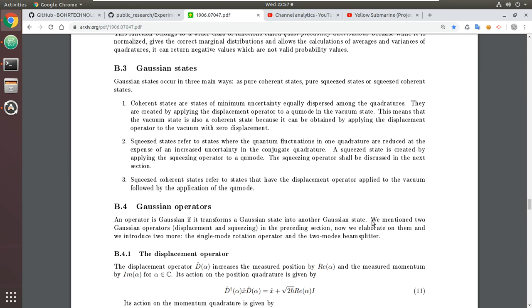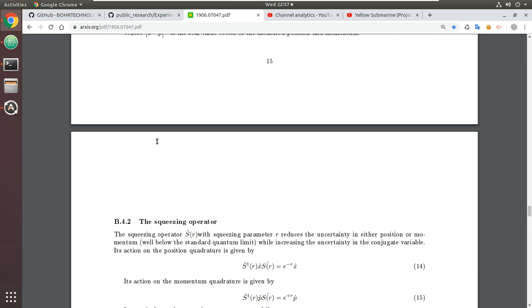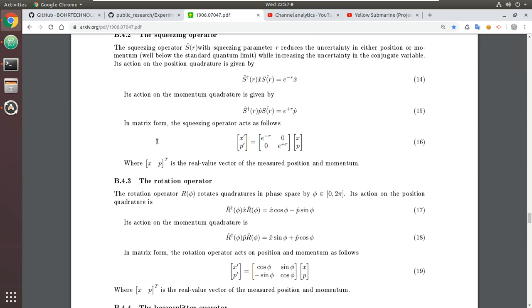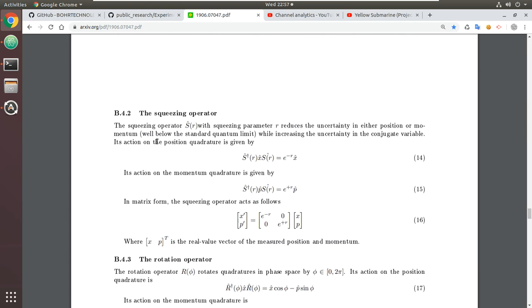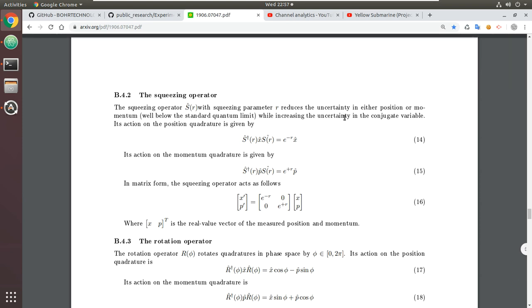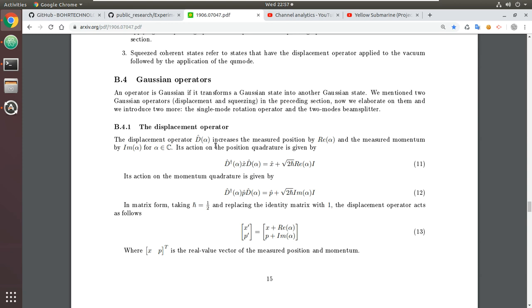And then going through the different operators, the displacement operator and the squeezing operator. I remember position and momentum. These were the two things being measured or tracked, and those gates were playing on them, reducing uncertainty in either position or momentum. The displacement increases the measured position and the measured momentum, so it literally displaces. This is based on Xanadu's computer, so this is all photonic quantum computing.